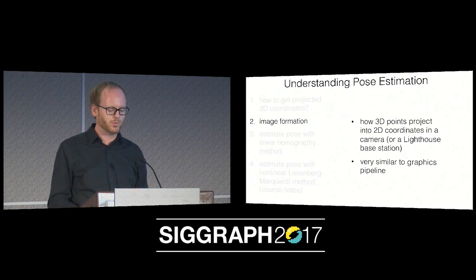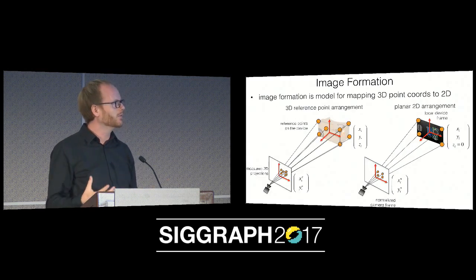So now, once we have these 2D coordinates, how do we actually get the 3D pose? Well, there are two different configurations.